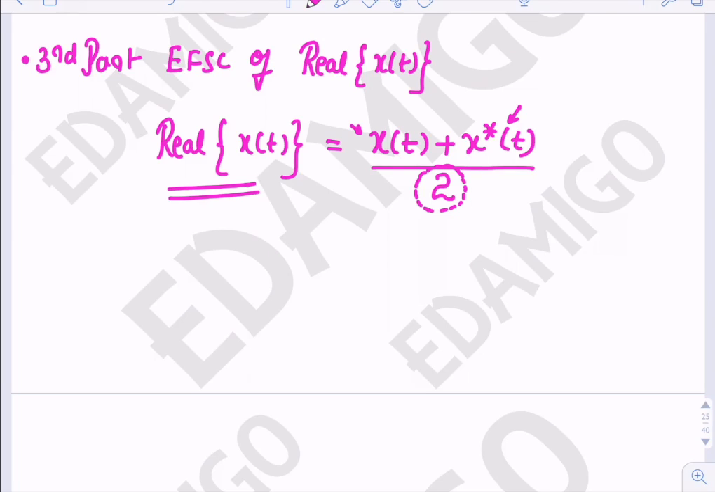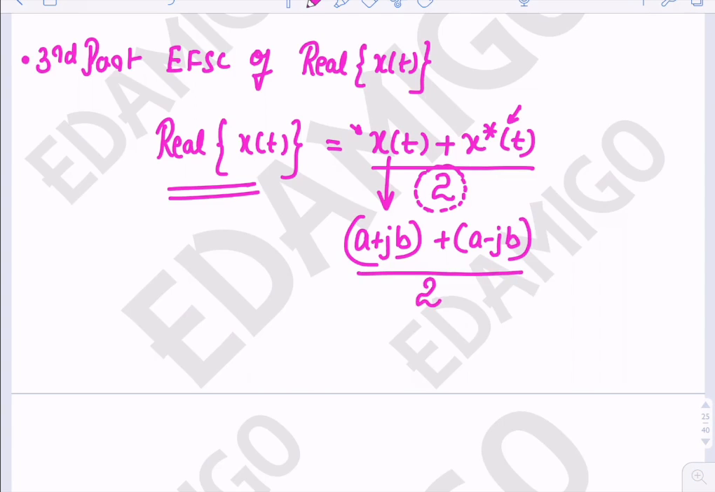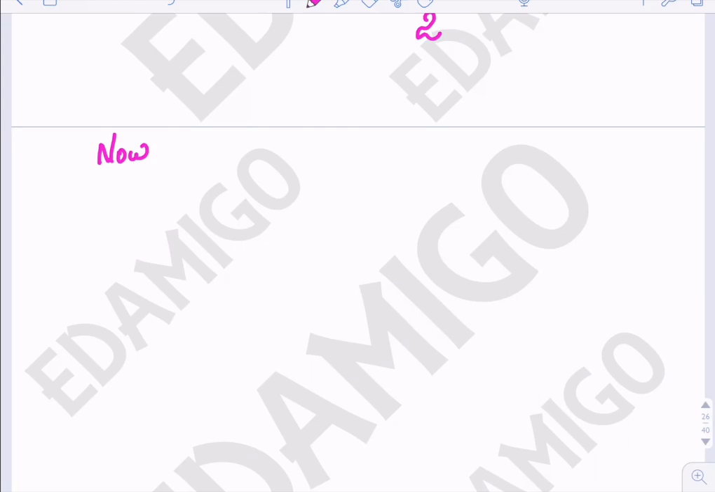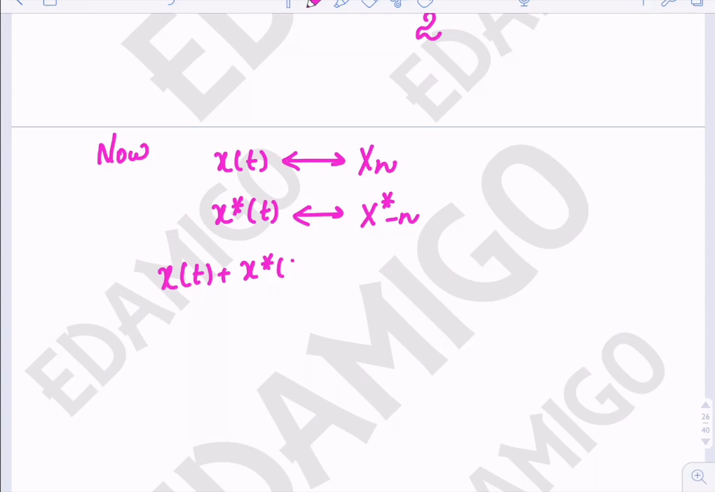For example, if x(t) is equal to a plus jb, then its conjugate will be a minus jb. Since a is the real part, to get it out we divide the sum by 2. So to find the real part of any signal, we add its conjugate and divide by 2. Now, if x(t) has the Fourier series coefficient x_n, then x conjugate of t will have the Fourier series coefficient x conjugate of minus n. So x(t) plus x conjugate(t) divided by 2 will have the Fourier series coefficient x_n plus x_minus n conjugate, divided by 2.